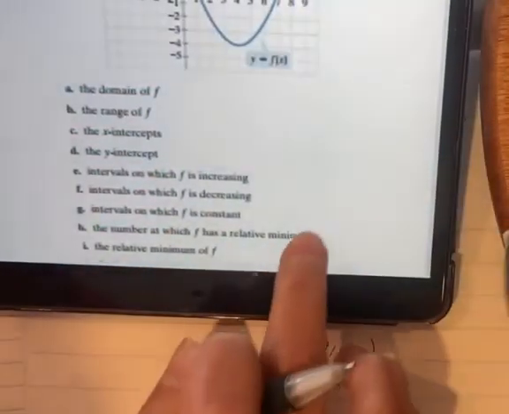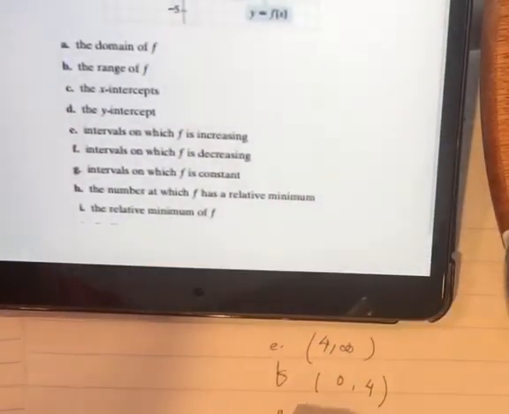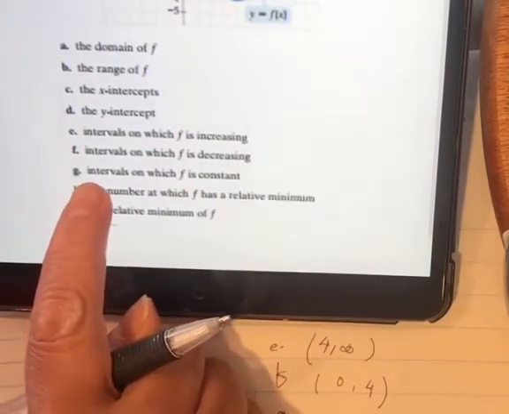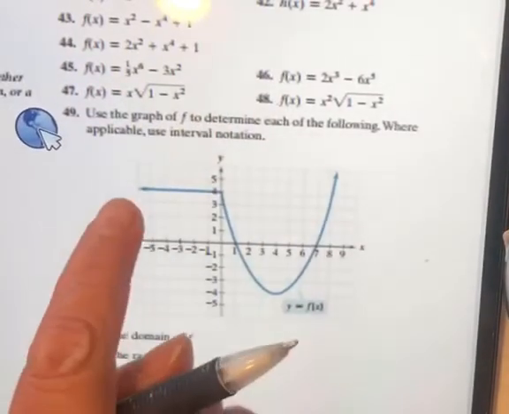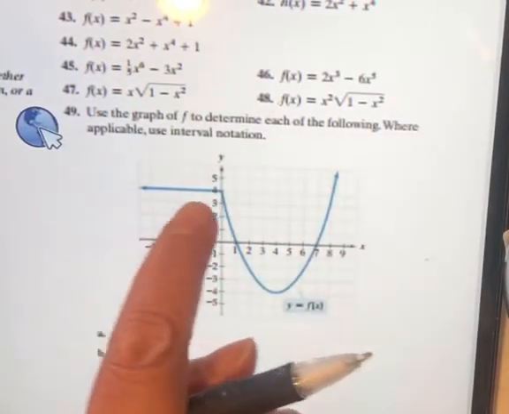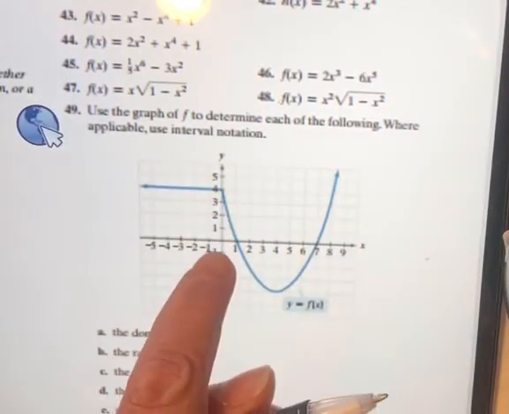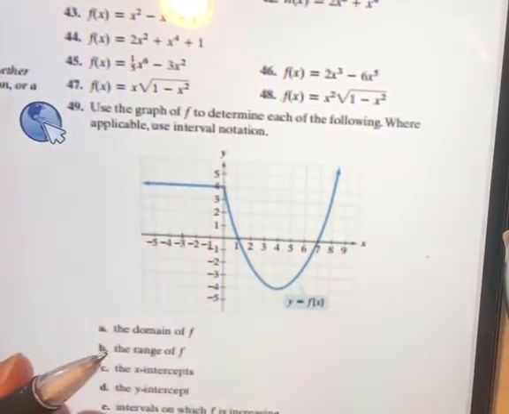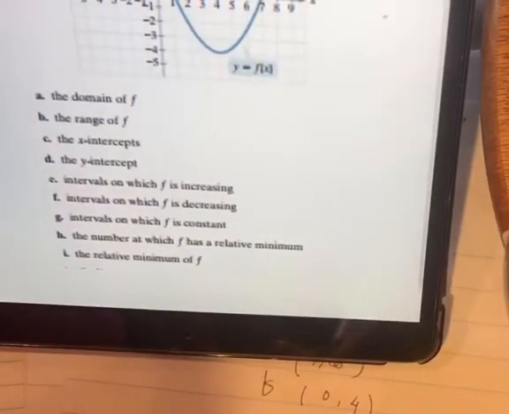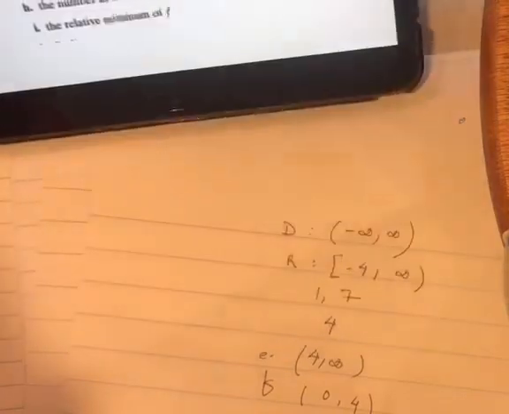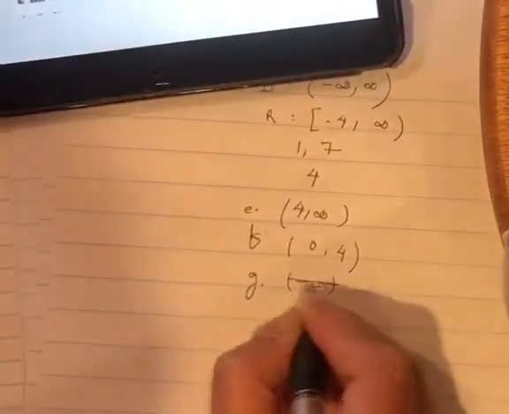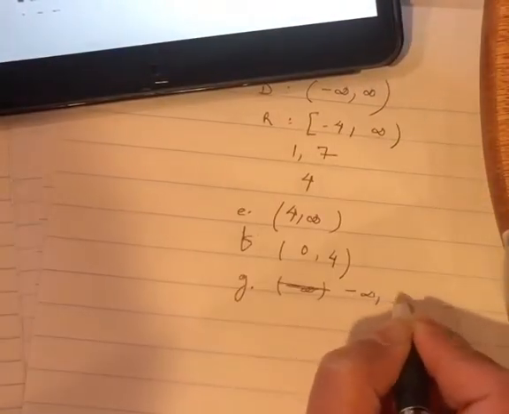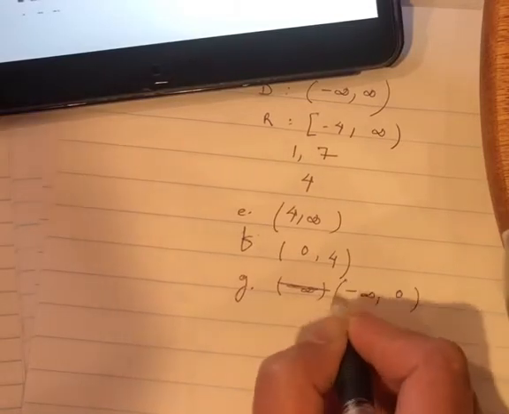And next, that was G. Now go back to the intervals where the graph is constant. Here if you look at the graph, you can see the graph is constant over here. So from 0 and below 0, it's all stationary. So it's from negative infinity to 0 that the graph is stationary.